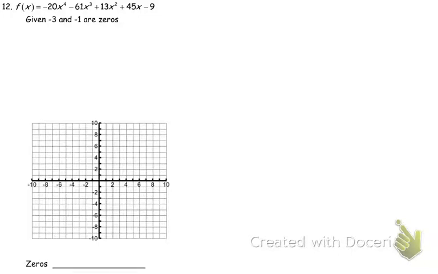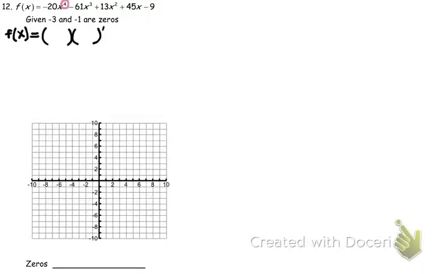Okay, number 12 starts out a little bit differently because it's a fourth degree polynomial, and as we can see, this is definitely not as easy to factor, but we are going to factor it or divide it out in a little bit different way because we are given zeros.